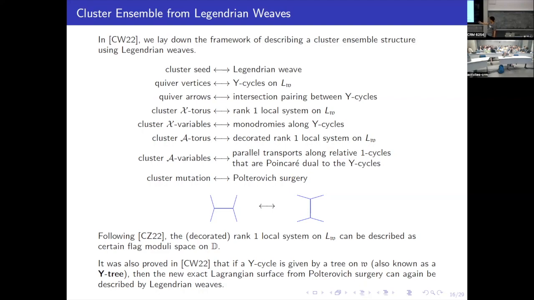But let me also point out that we also proved in our joint work that if you have a cycle that's given by a tree, you can always make it into this kind of short edge and then do the mutation, right? So in other words, Legendrian weaves are very flexible, as it doesn't require this kind of square. This short edge is like a square move, but it's better than that. If it's not a square, as long as it's a tree, you can always make it into a square and then do the mutation. So in other words, this is a very flexible gadget.